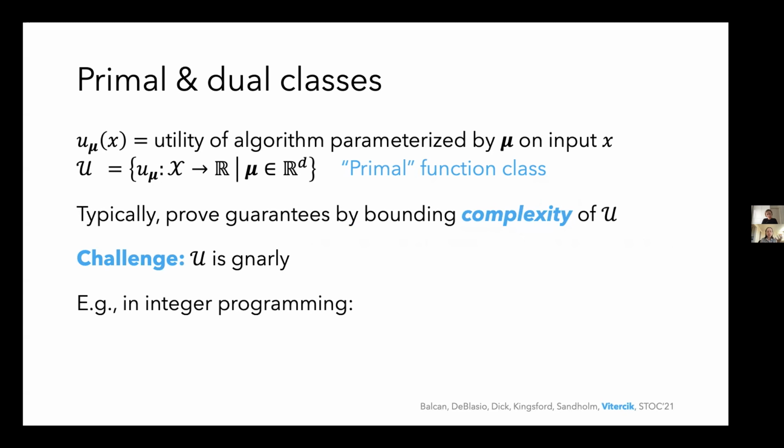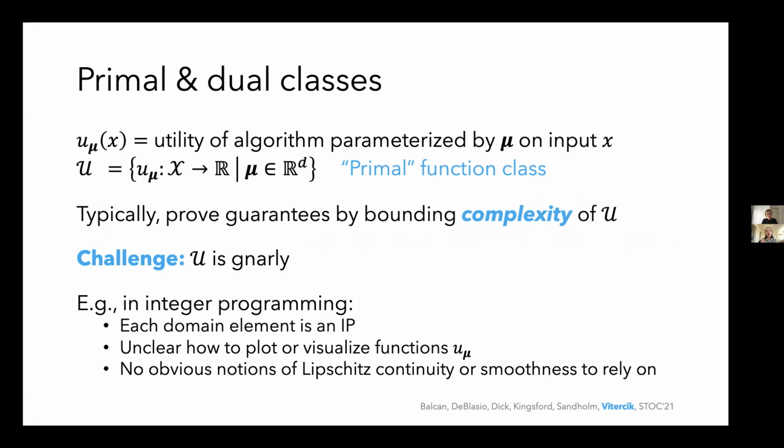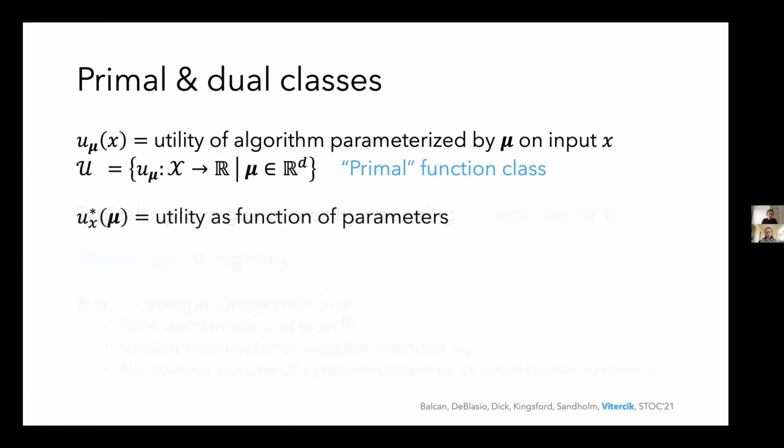So for example, in integer programming, every element of its domain is an integer program. So it's unclear how to plot or even visualize these functions U mu. There are no obvious notions of smoothness or Lipschitz continuity that we can rely on. So this is where the notion of a dual function comes in handy.